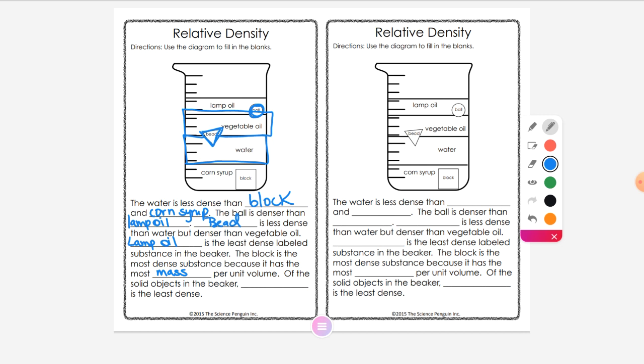Of the solid objects in the beaker, so we're focusing on solid objects, which one is the least dense, Hutley? The ball, because out of our solid objects, the ball is the closest to the top. Which one is the most dense solid, Carter? The block. Raise your hand if you didn't miss any. Good job. Raise your hand if you just missed mass. Okay, good job. Okay, I'm going to pull up one more. Does anybody remember what these things are called?